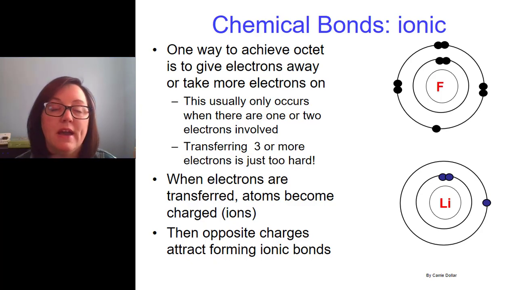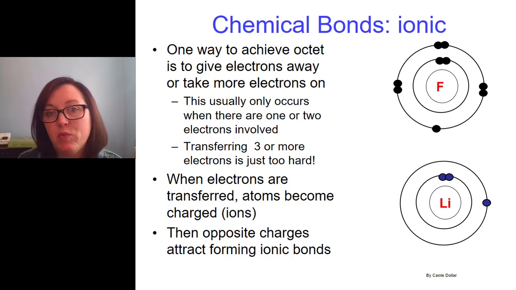Let's take a look at the ionic bond first. During an ionic bond, ions will form, and that's where the name ionic comes from. So charged atoms are formed in this process. An ionic bond is a way for an atom to fulfill octet by the complete transfer of 1 or 2 electrons from one atom to another. Typically, we don't transfer 3 or more electrons. It's just too difficult.